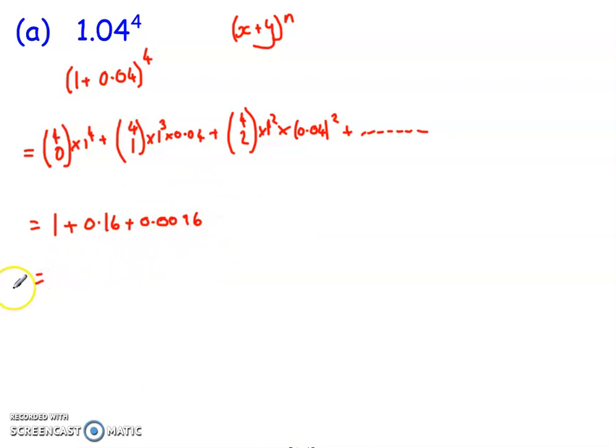So if I add all of this together, I get 1.1696, and I know for three significant figures, I cut it off here because I start with a non-zero value, which then ends up giving me 1.17. So there you go, 1.04 to the power of 4 approximated to three significant figures is given by 1.17.